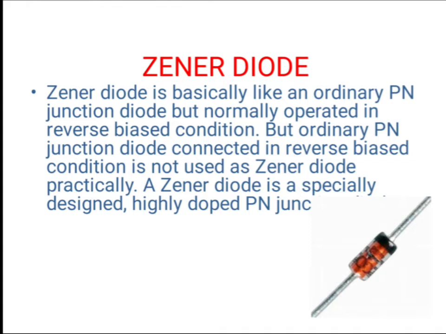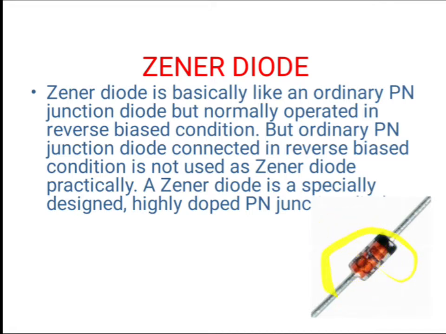That is, we have 1 atom per 10 power 5 doping concentration, whereas in a PN junction it is 1 per 10 power 8. So in this way, when compared to an ordinary PN junction, the Zener diode is highly doped.